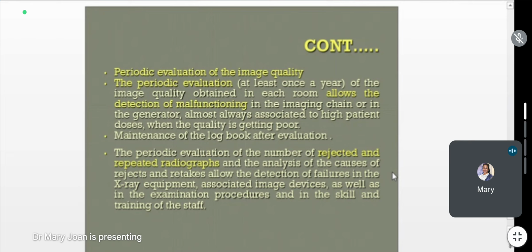The periodic evaluation of the number of rejected and repeated radiographs and the analysis of the causes of rejects and retakes allow the detection of failures in the X-ray equipment associated with image devices, as well as in the examination procedures and in the skill and training of the staff. So this will let us know what we are doing, how we are doing, how good we are. So this is more of an audit program which we need to do in order to update and upgrade ourselves towards a better quality imaging program.